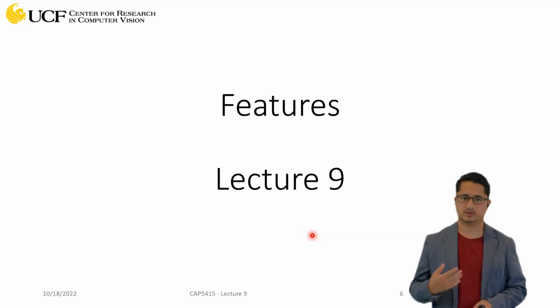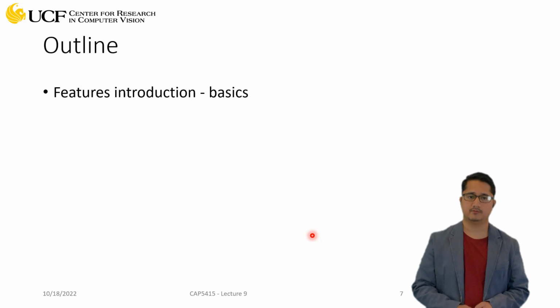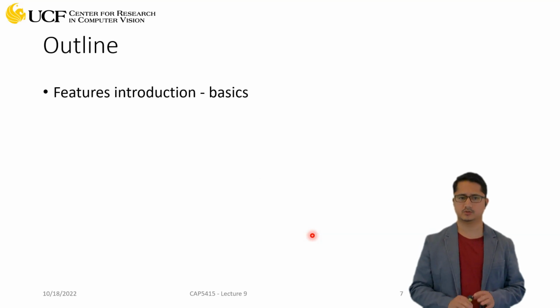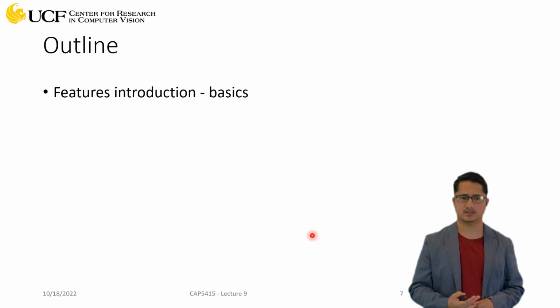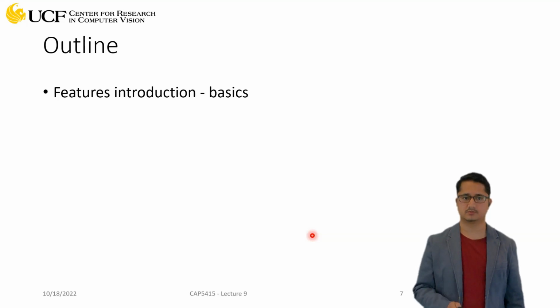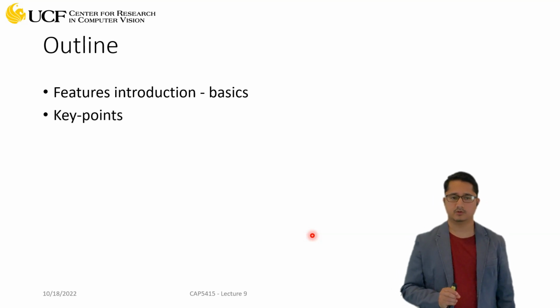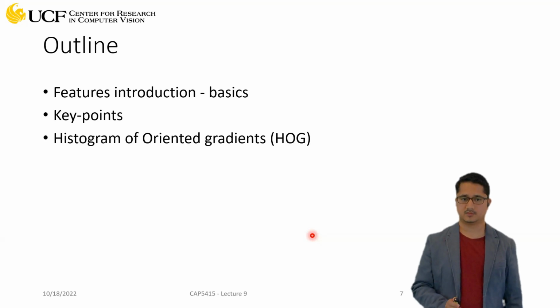Today we are going to talk about features. This is the next lecture we have in this course. And the outline for this lecture will be, first we will go through some of the basics of features, what features are and why we really need these features. Some of these aspects we have already covered in some of the past lectures, but I will try to briefly touch upon those. Then we will look into key points which are actually useful to extract some of these features.